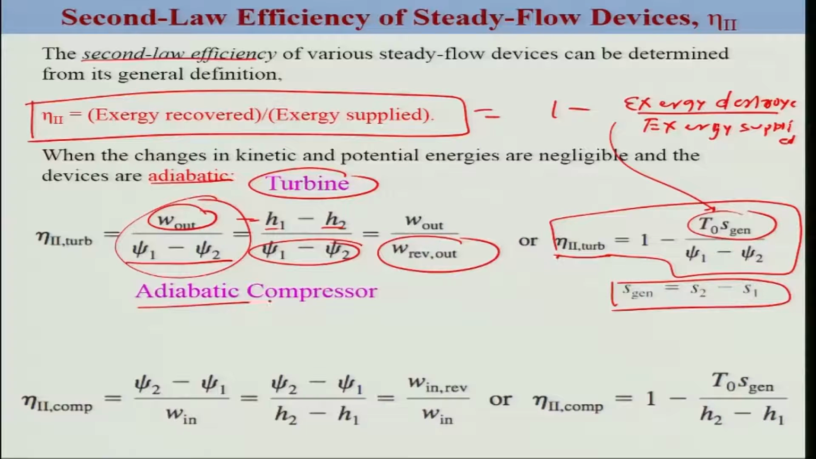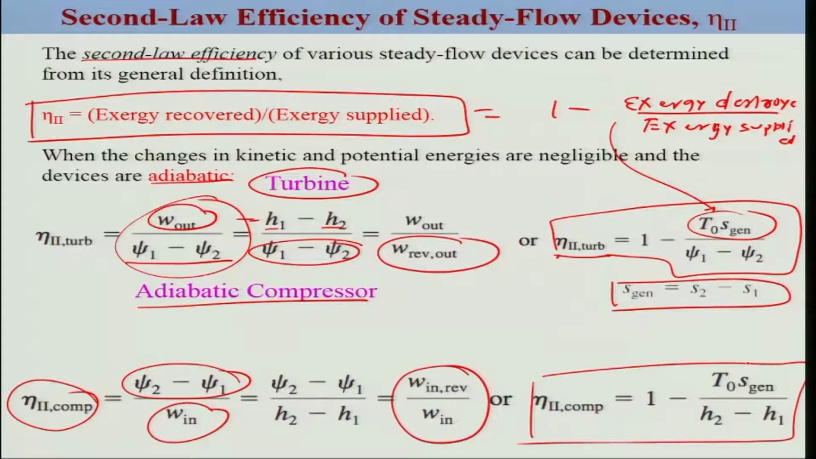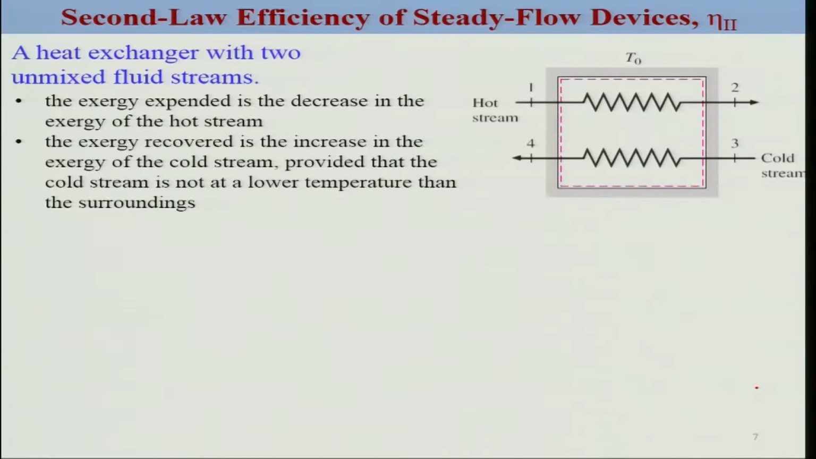Now we can extend this to an adiabatic compressor. For the adiabatic compressor, the efficiency is going to be exergy recovered again divided by exergy supplied. What is exergy supplied? It is the work done, or work in, to the compressor, and exergy recovered is simply the change in the flow exergy of the fluid, which will be your psi 2 minus psi 1. This can also be written in this form. You can also write the second law efficiency of the compressor in the form of generation.